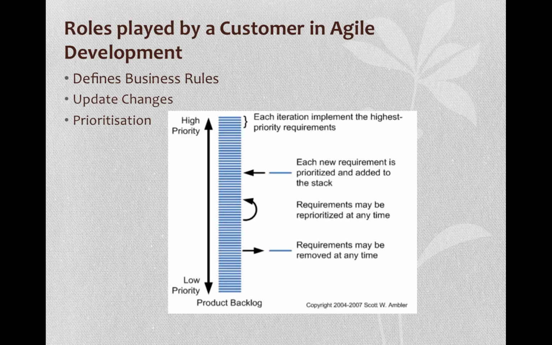The next role played by the customer is prioritization. So high quality software is delivered to the customer based on the priorities which are being satisfied by the development team. To build this high quality software, the team basically needs to concentrate on all these prioritized requirements, which are basically listed out by the customer.